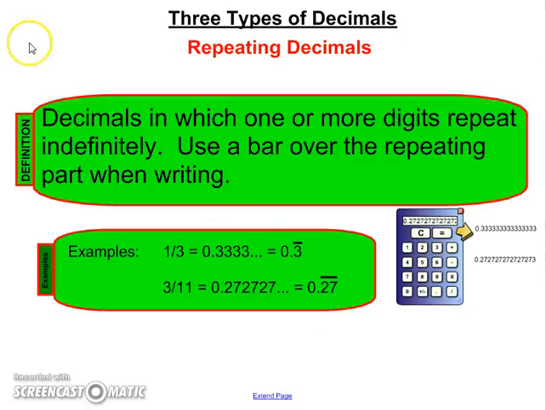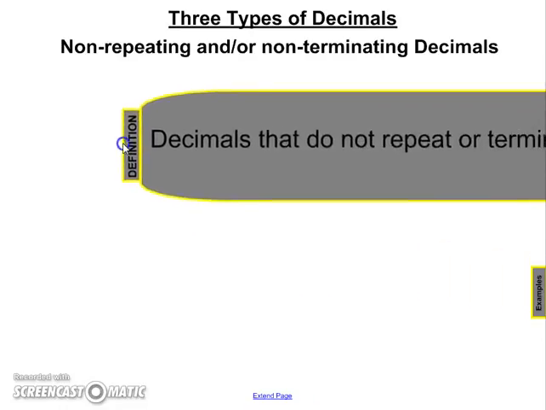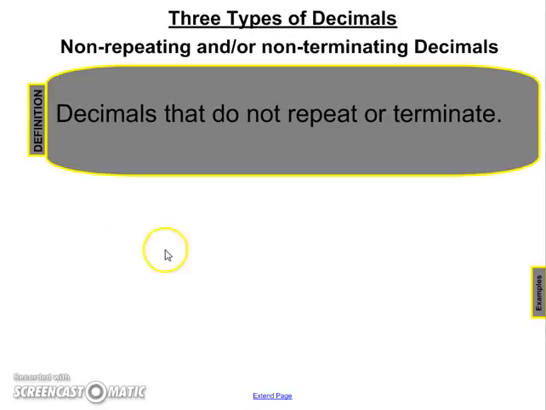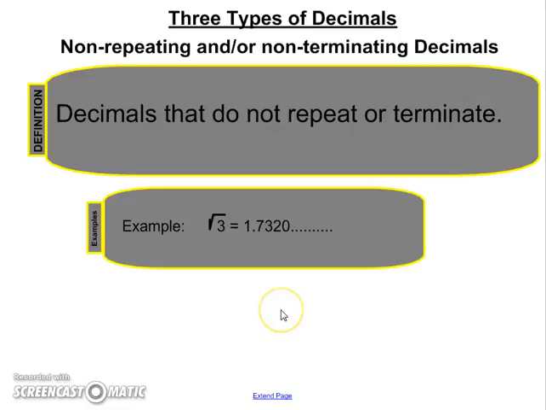Now again, I did this the quick way, division in the calculator. If you have to, you do it out by hand. Non-repeating and non-terminating decimals. These are decimals that do not repeat or terminate, and you will run into these every once in a while. In a calculator, if you were to take the square root of 3, it starts off as 1.7320. But after that, the numbers that continue do not repeat, and they never come to an end.